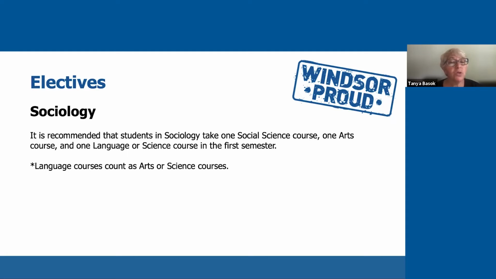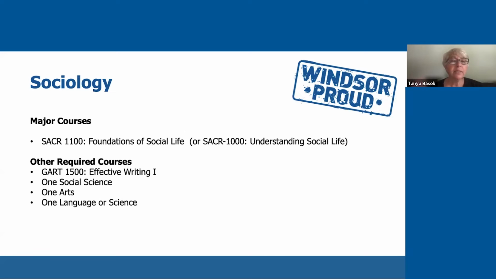Okay, so in sociology, in addition to these two courses, we also recommend that in the first semester, you take one social science course, one arts course, and one language or science course. So this is how your first semester is going to look like. SOCI 1100, Foundations of Social Life, GART 1500, Effective Writing 1, one social science course, one arts course, and one language or science course.